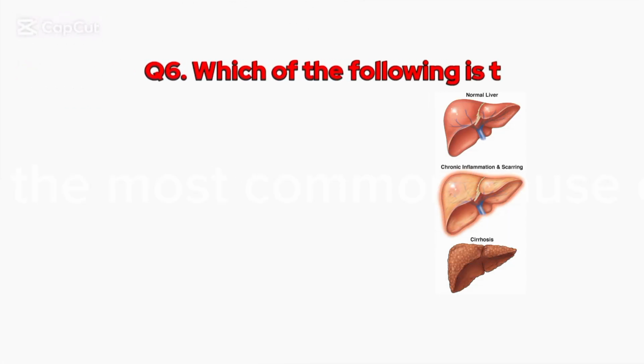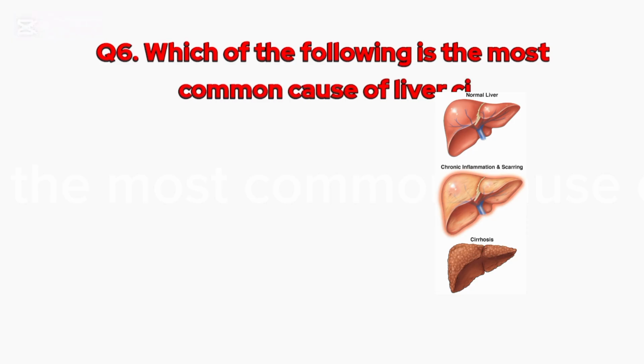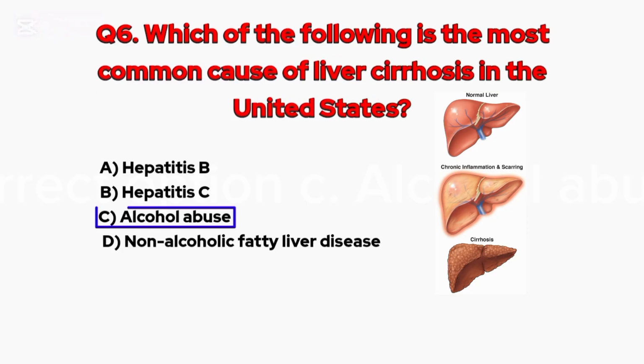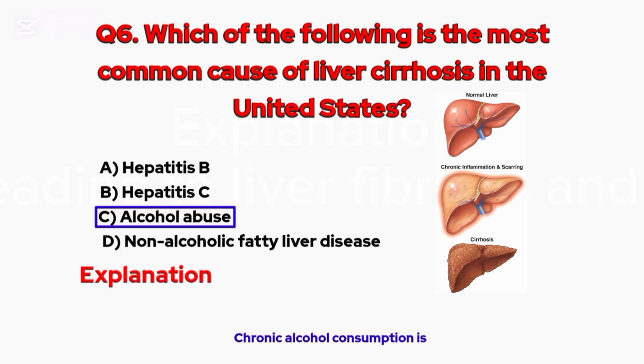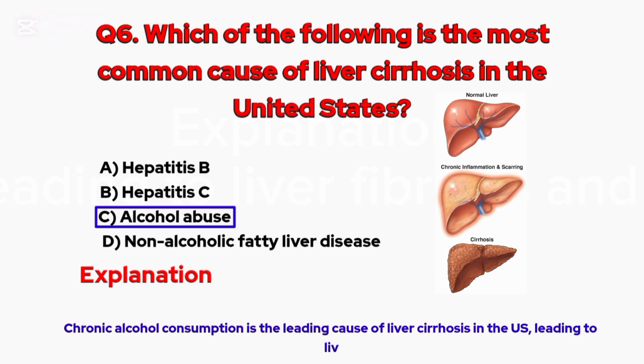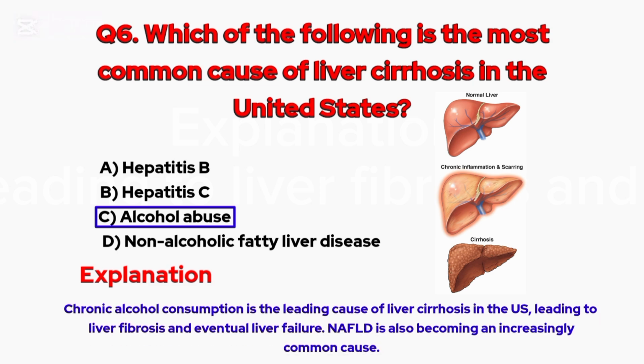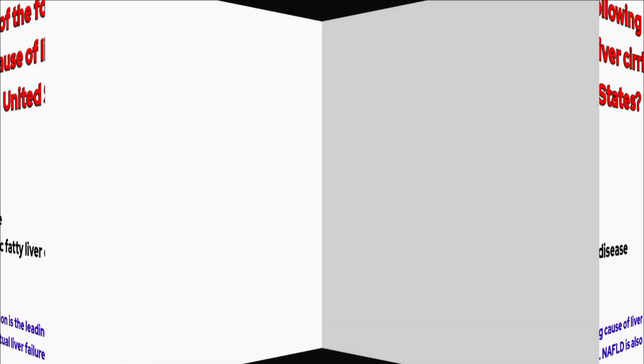Question 6. Which of the following is the most common cause of liver cirrhosis in the United States? Correct option C, alcohol abuse. Explanation. Chronic alcohol consumption is the leading cause of liver cirrhosis in the U.S., leading to liver fibrosis and eventual liver failure. NAFLD is also becoming an increasingly common cause.